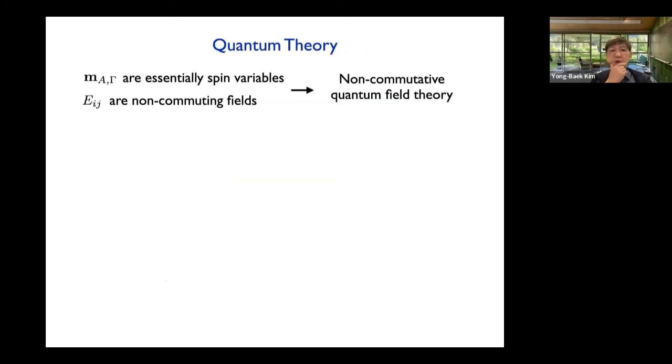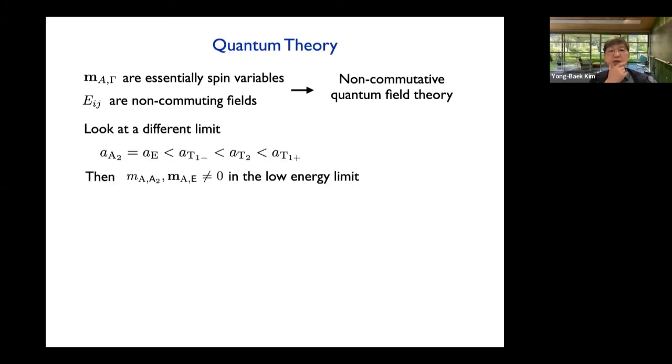Okay, so moving to quantum theory. We wanted to generalize this to a quantum system. But then you immediately encounter a lot of difficulties here. So for example, remember that these normal mode variables are essentially spin variables. So your electric fields E are basically non-commuting fields, because electric fields are basically spin, and those different components of spin don't commute. So if you try to quantize this theory, then you end up with some kind of non-commutative quantum field theory. So it's very hard to make progress.